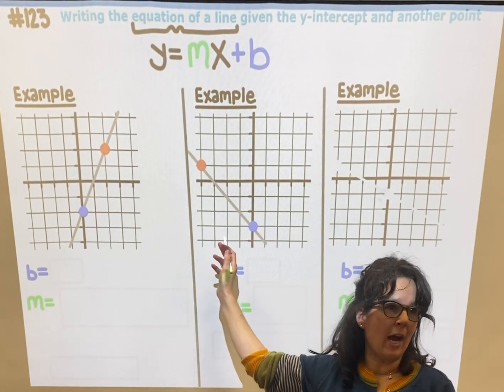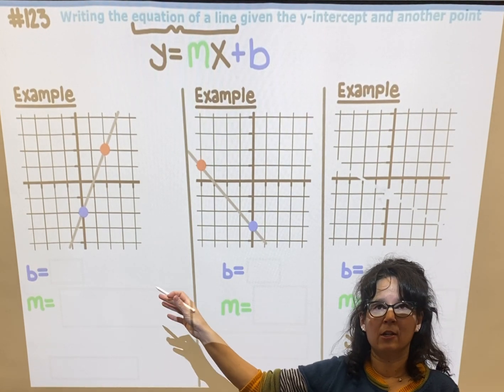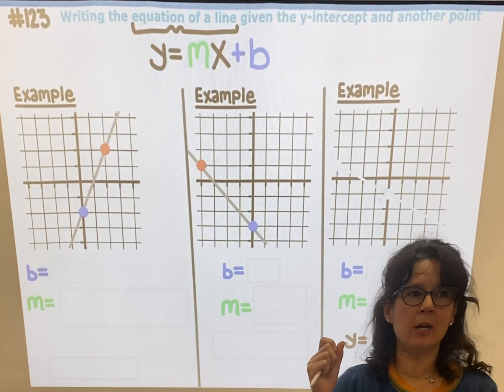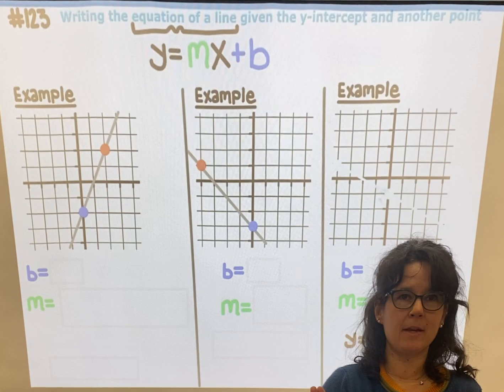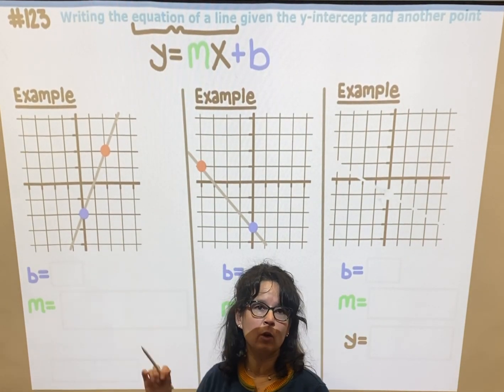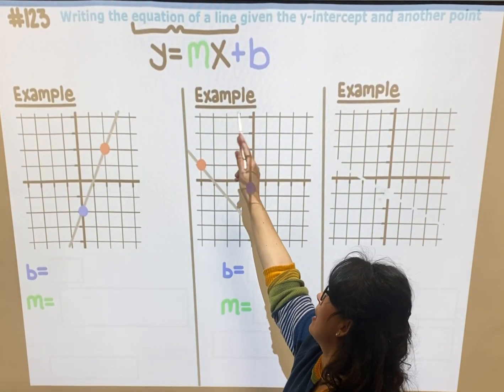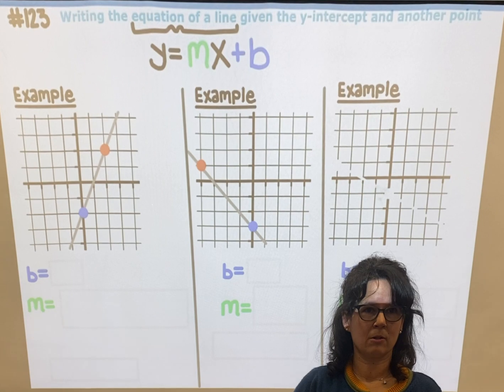If we're given the graph and we want to write the equation, we need two things to write the equation of a line. We need M and we need B. So we're trying to find our M and our B, and then we'll have everything we need to write the equation, because I could replace the M and the B and I've got my equation.